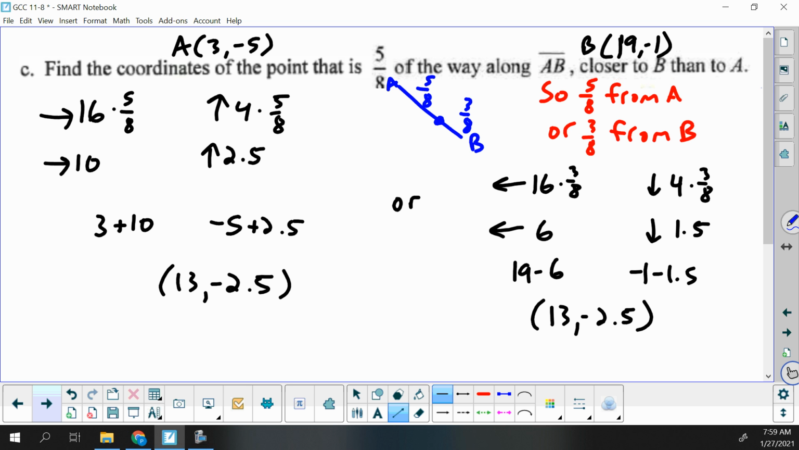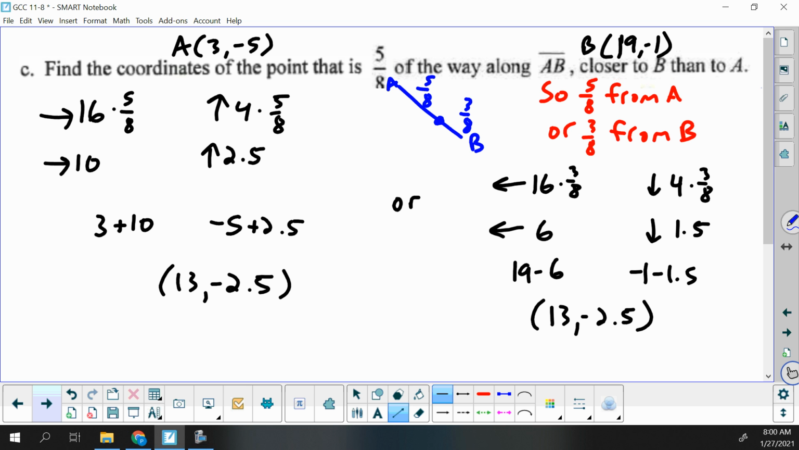So there's two ways that you could think about it, so I showed both ways here. Over on the left is the 5/8 from A. Just like in A and B, you would moving right 16 up 4, multiply by the 5/8, add to the 3, add to the -5 to get 13, -2.5.